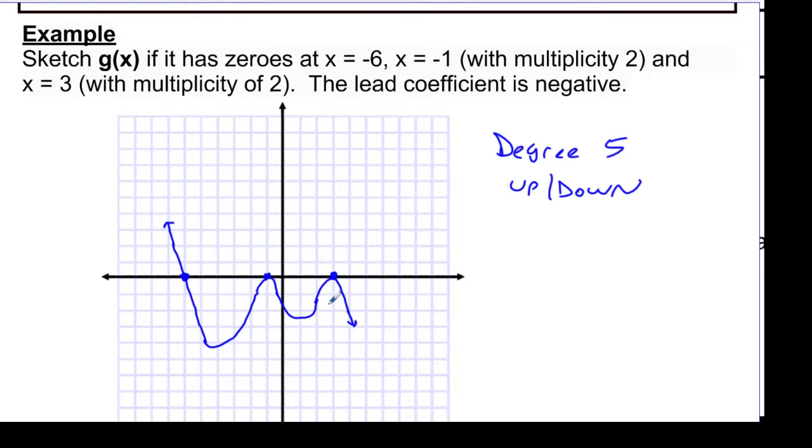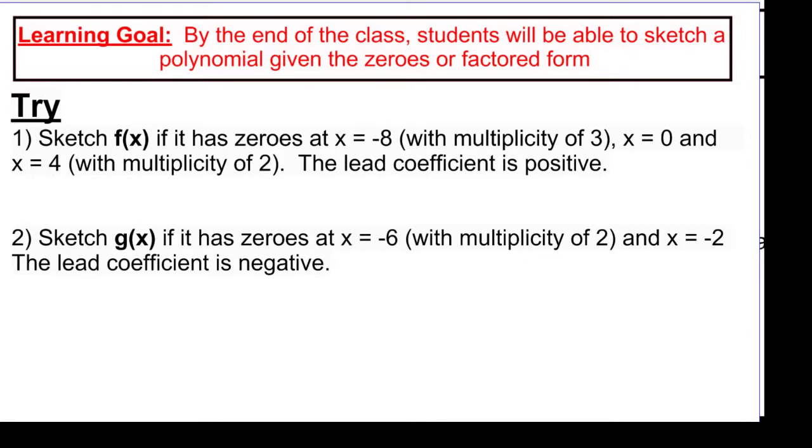And again, we don't know how low these points go. We have to do that at a separate time. That's a whole other lesson. But the idea is that we can at least determine at the zeros about how the graph is going to look. Okay, so let's take a look at a couple more examples. Those are some for you to try.